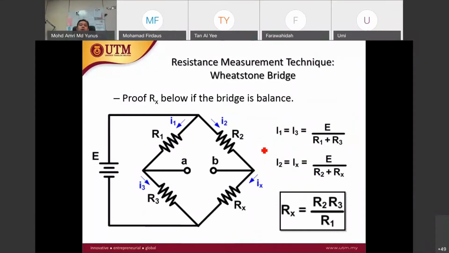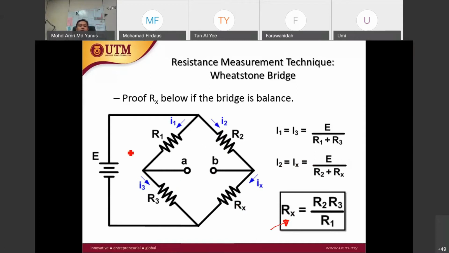So how does that work? Let's say we have this circuit, the Wheatstone bridge with R1, R2, R3, and Rx. There are a few ways we can prove this final equation. We can follow it from the value of current.